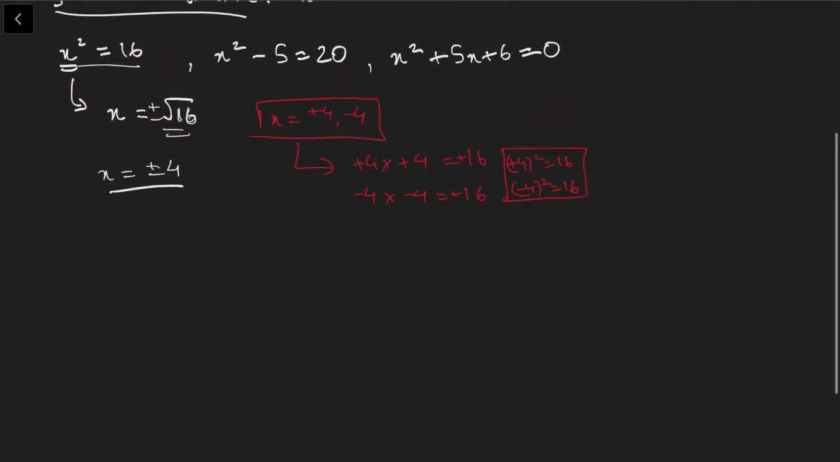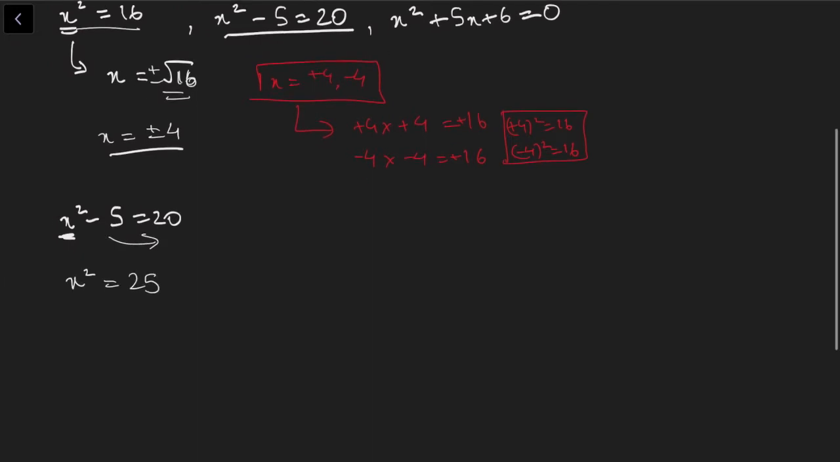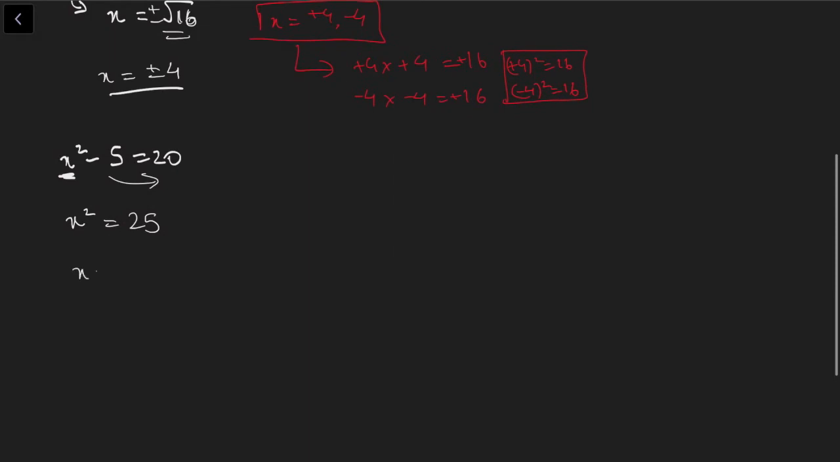That's the first example. Now the second example over here, x squared minus 5 is equal to 20. Again, we can see that there's only the x squared variable. So let's shift the 5 to the other side. So we can get x squared is equal to 25. And when we further simplify it, we can get x is equal to plus or minus 5.